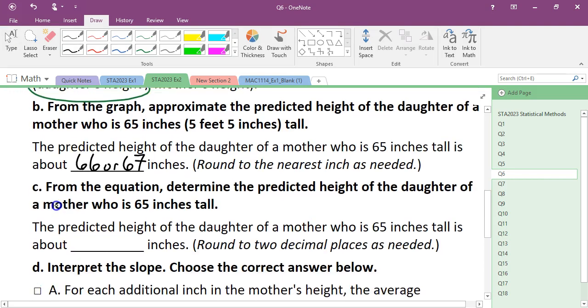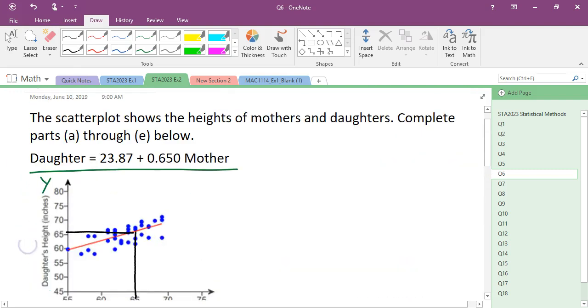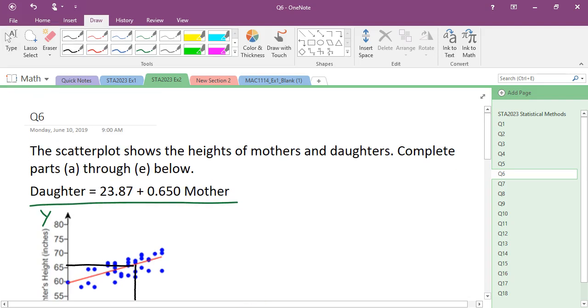Okay. So from here it says, from the equation, determine the predicted height of the daughter of a mother who is 65 inches tall. This time it says round to 2 decimal places. So we're going to take the 65 and do what? Multiply it, and I got 66.12.